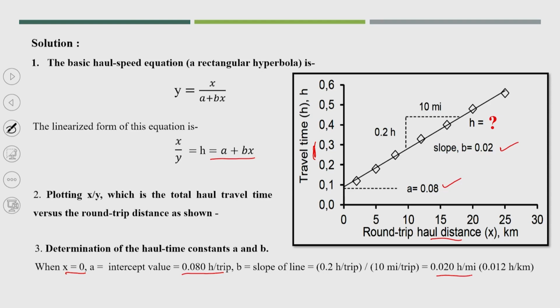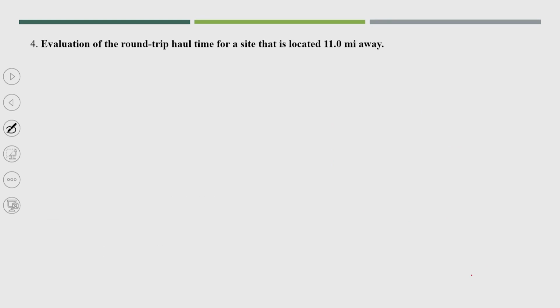Now, from this graph we calculated the constants A and B for the given data by plotting the graph of total time versus round trip haul distance x. Now, we will calculate the h value: the evaluation of the round trip haul time for a site that is located 11 miles away. First we have to calculate the round trip distance, the x value, which will be double the distance given for the location. So, 2 into 11, that is 22 miles per trip, the round trip distance.